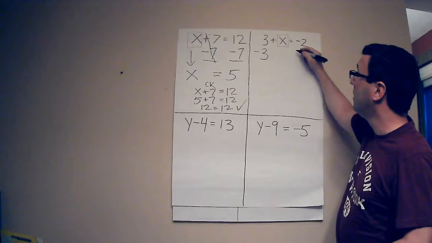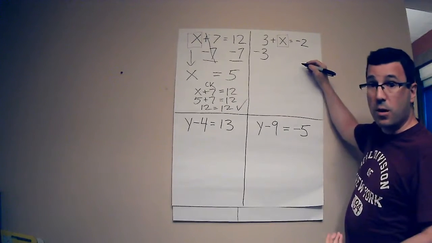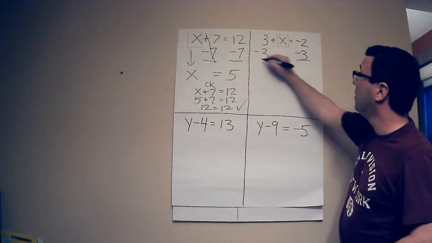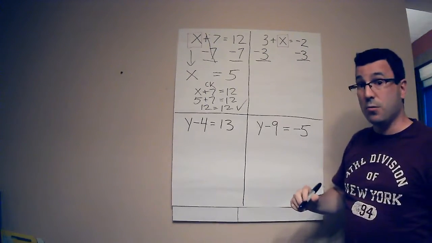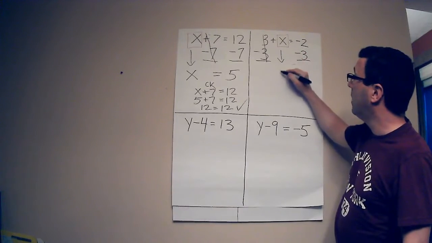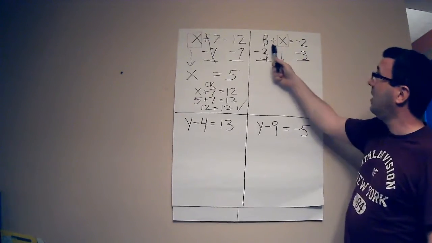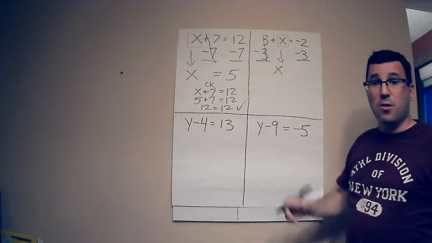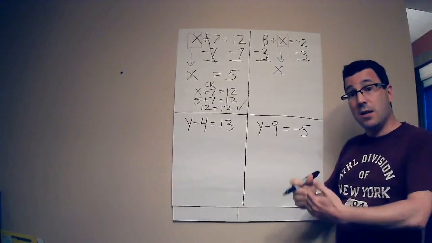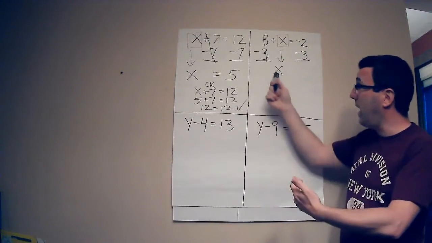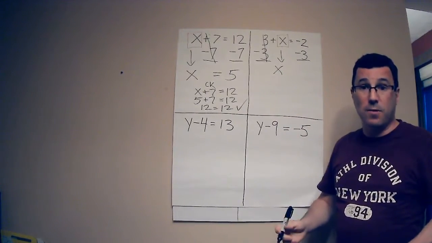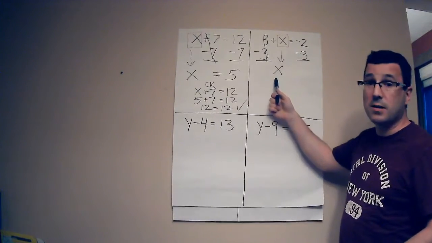Minus 3. And again, whatever I do to one side, I'm going to do to the other. So I'm going to subtract 3 from the negative 2 as well. That's going to cancel out. And I'm going to bring down the x. I don't need to bring down the plus, because as long as I don't have a negative sign to the left of the x or whatever is there, then my value there is positive for now. Okay, so this is a positive x.